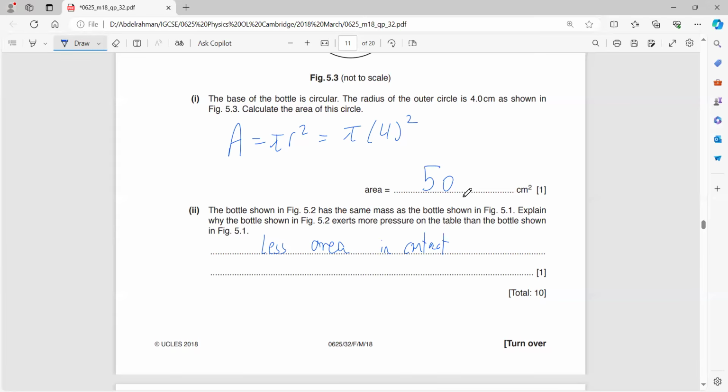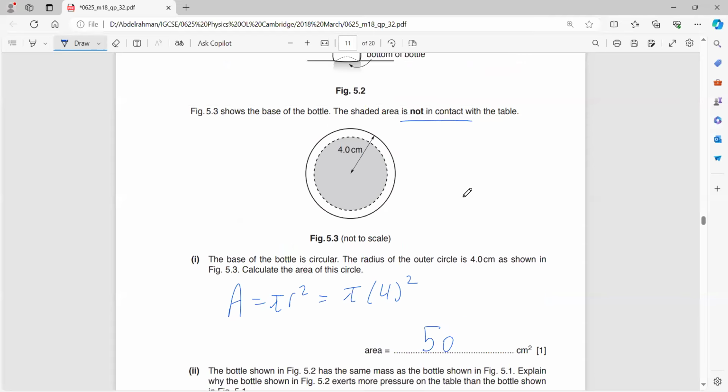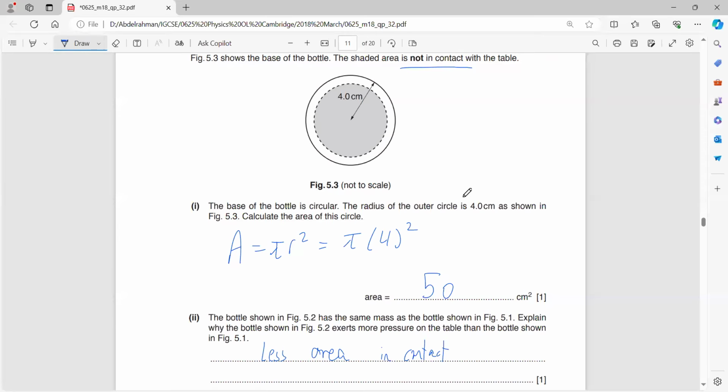No. Here he has two bottles. One of them has a large surface area, the other one has a smaller surface area. What's the surface area of this bottle? It's only the unshaded region. This blue part is the area in contact with the table. Therefore, when it has the same mass, it has the same weight, it has the same force. When applied over a smaller area, therefore the pressure increases. Okay.